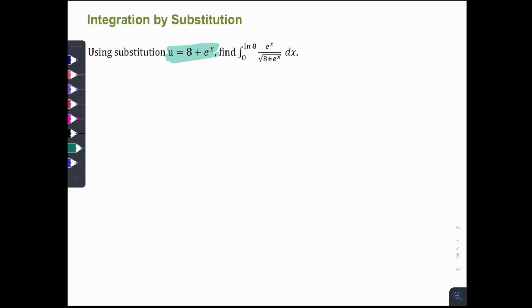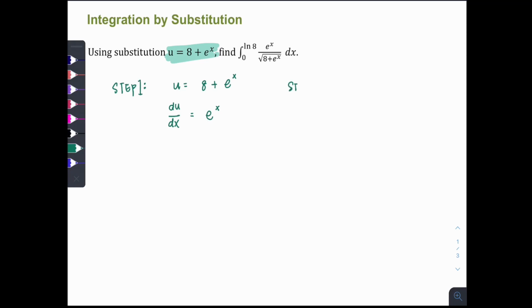Alright, so there are just 3 steps to follow. Step 1 is to differentiate what is given. What is given is u equals 8 plus e power x. We just need to differentiate u with respect to x, which is du dx. Then we will have e power x. So this is our step 1.